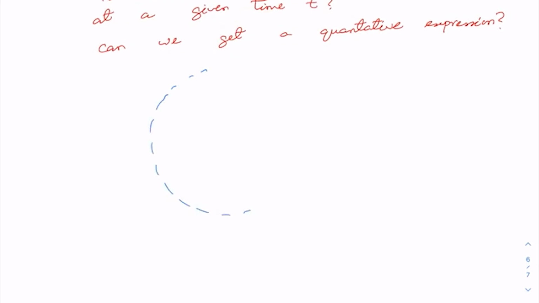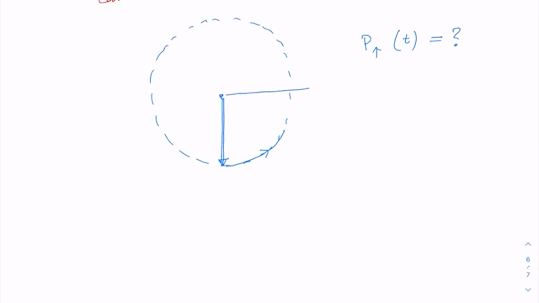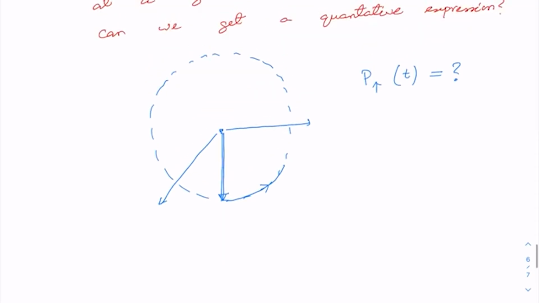Let us see. So this is what my Bloch sphere is. Initially this Bloch vector is in the ground state. Then it starts rotating, and the question that I want to ask is, what is the probability that it would be found in the excited state after some time t? This is what we want to find out. So to do that, I can take the help of this diagram which we already learned in the rotating frame of reference.